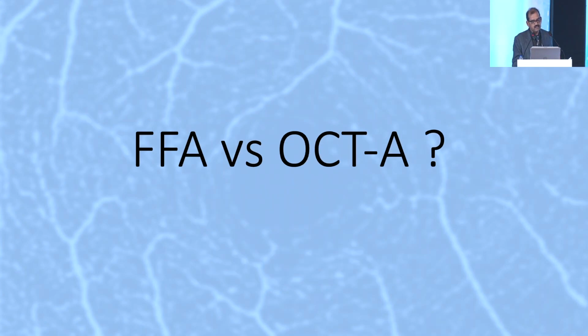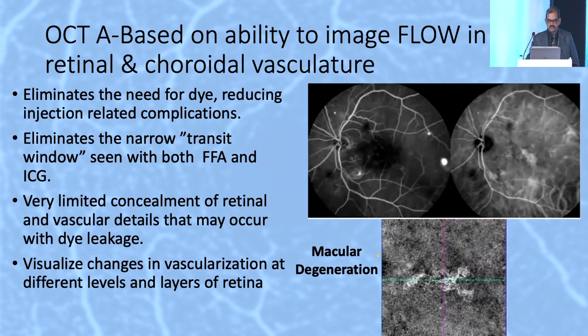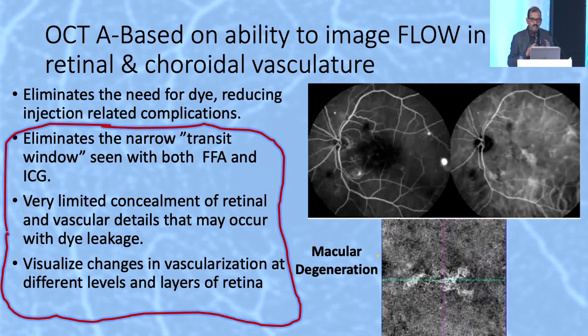Now, what are the advantages of OCT angiography over fluorescein angiography? The OCT angiography eliminates the need for dye, thereby reducing the injection-related complications. The major advantage with OCT angiography is that it eliminates the narrow window that we have in dye-based angiography, because the dye moves very rapidly in the retinal vasculature, so we have very limited time to capture the relevant lesion. Whereas in OCT angiography, this is not the limitation.